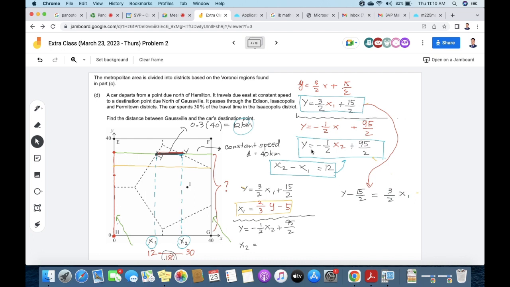And then multiply both sides by 2. So this becomes 2y minus 15 equal to 3x sub 1. Divide both sides by 3. This now becomes x sub 1 equal to 2/3 y minus 5. That's it.